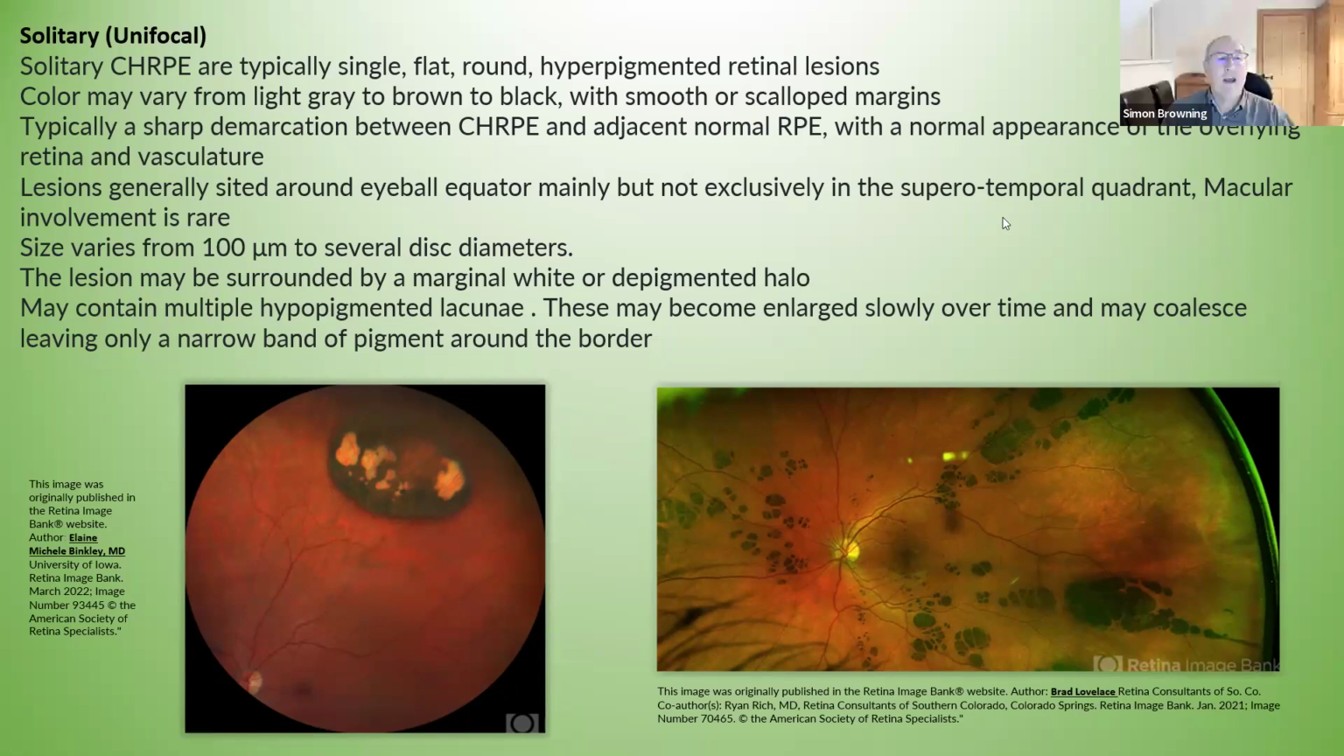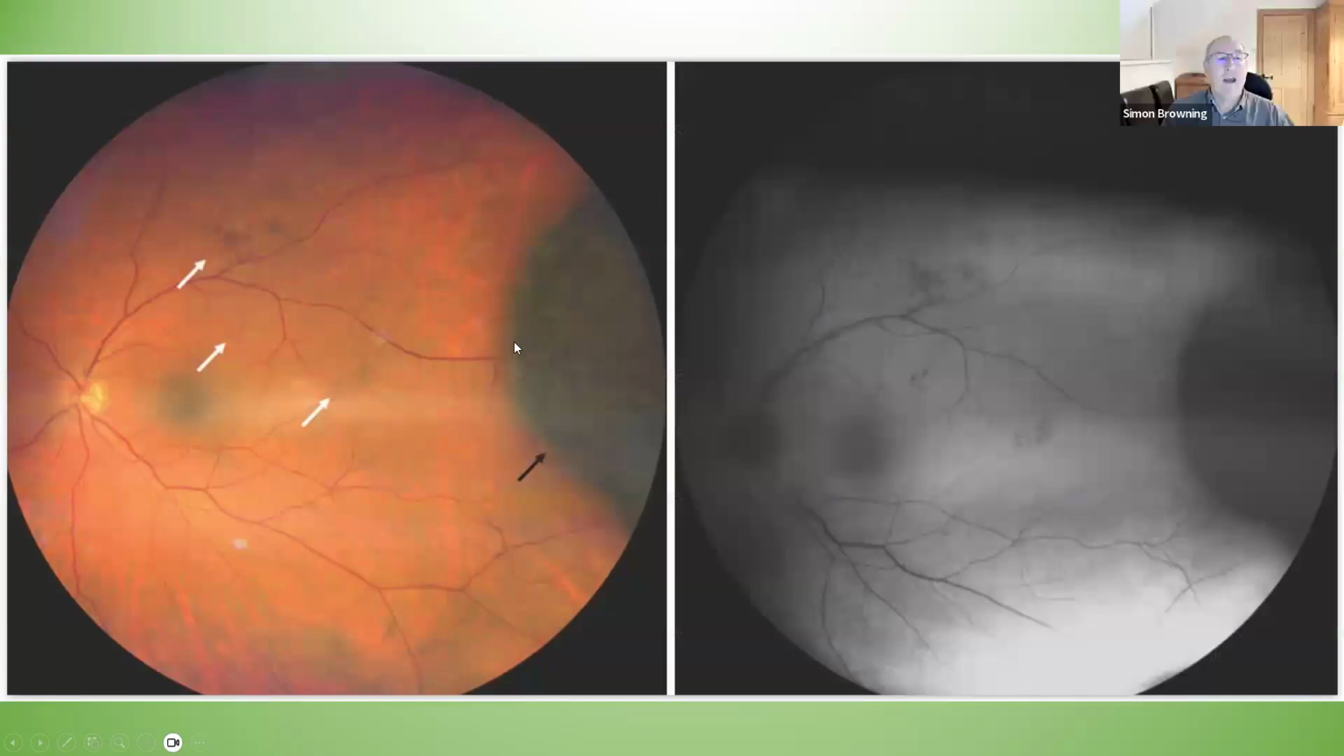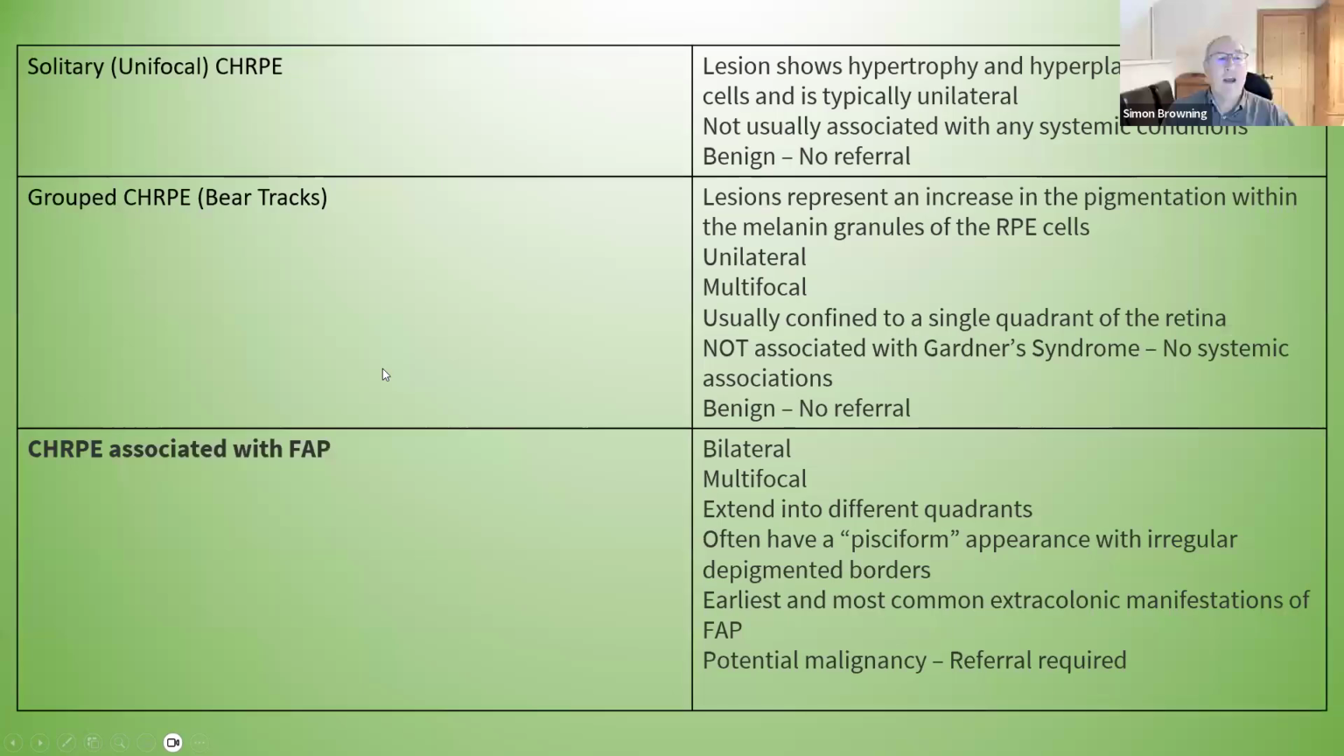So this is where the autofluorescence comes in because it will give you a dark area there. So again, look for those. This is a classic where we've got a solitary unifocal lesion here, but we've also got multiple or bear tracks here. And you can see very, very clearly on here how with the autofluorescence, this shows up very, very clearly indeed. So when should we get worried about bear tracks?